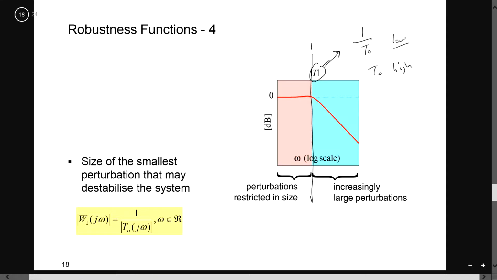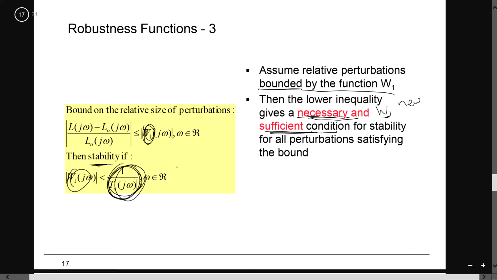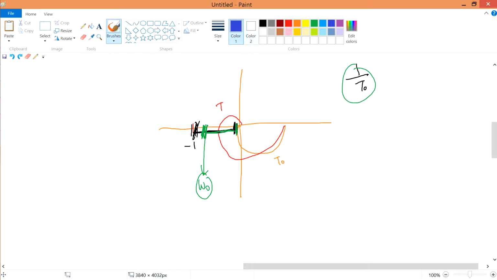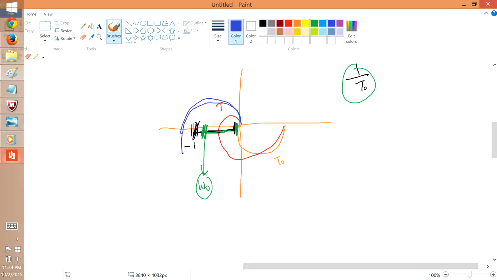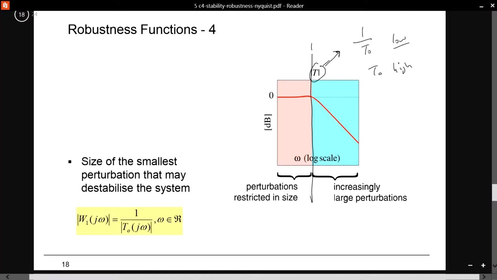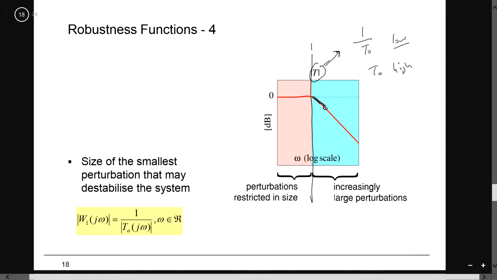If you were to move, if your plot is going to go across this black line over here, then this means that your signal is going to be decreasing. T is going to decrease over here.